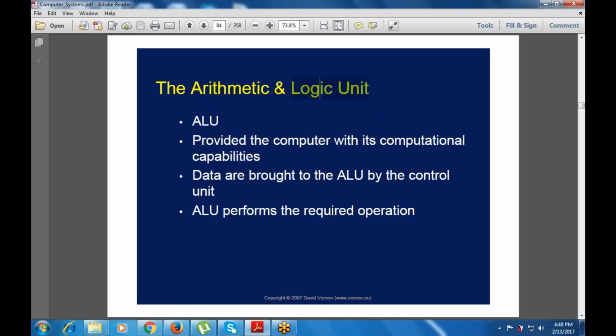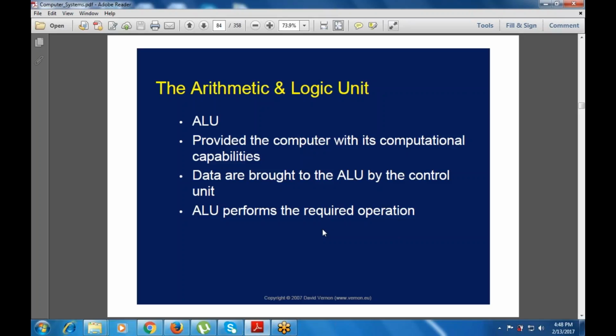The next is the ALU, the arithmetic and logical unit. This provides the computer with its computational capabilities. Data are brought to the ALU by the control unit. Whatever data is required by the ALU is also provided by the control unit. The ALU performs all the required operations.